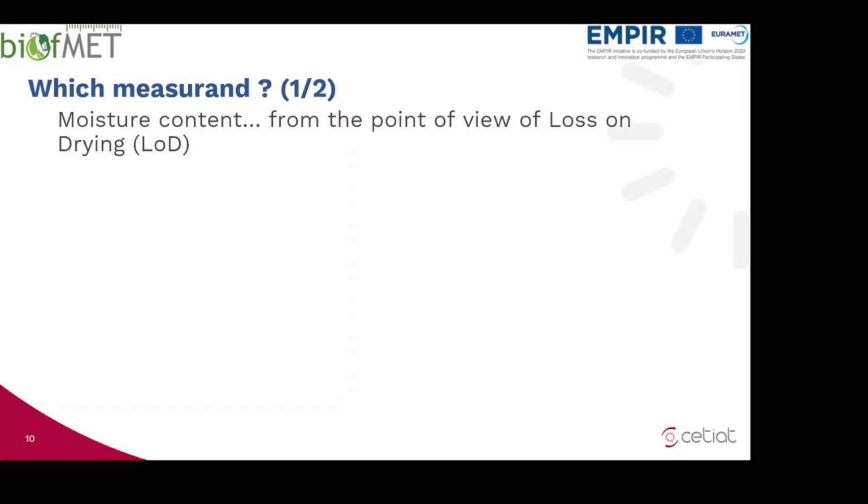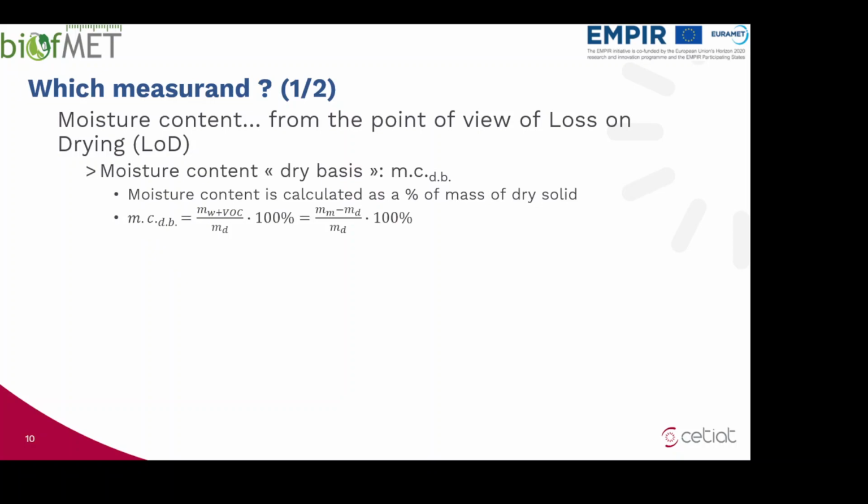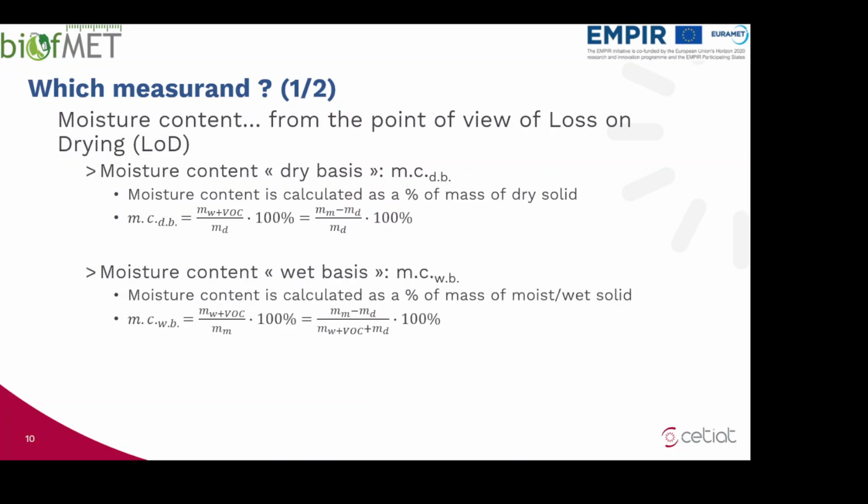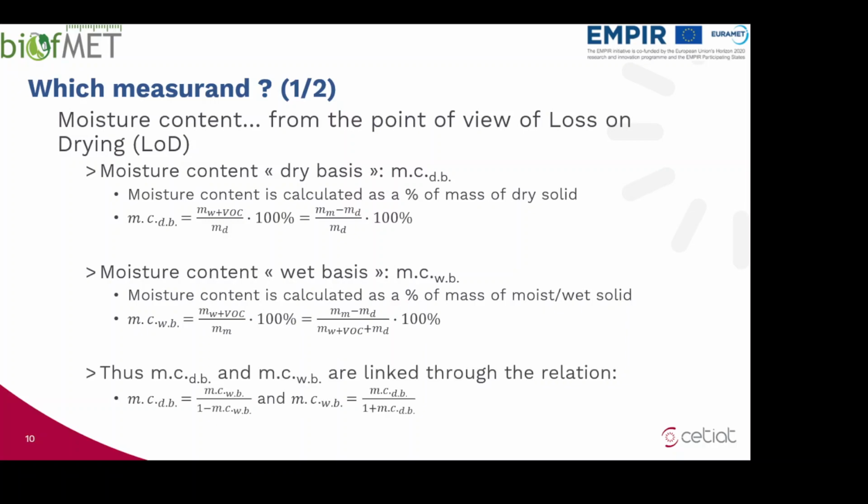Depending on the context, moisture content can be expressed on a dry basis, that is to say, as a percentage of the material's dry weight, or on a wet basis, that is to say, as a percentage of the material's wet weight. Both quantities, whether expressed on a dry basis or wet basis, can be related to each other using the equation presented in the slide.